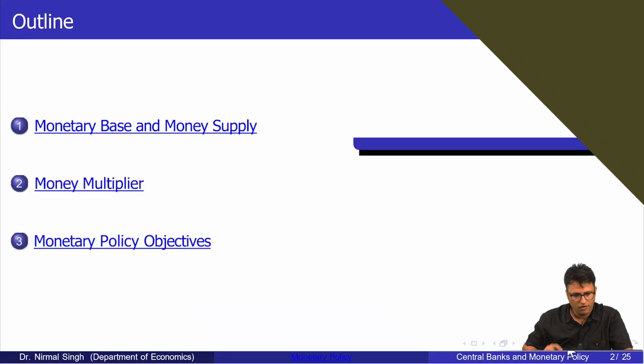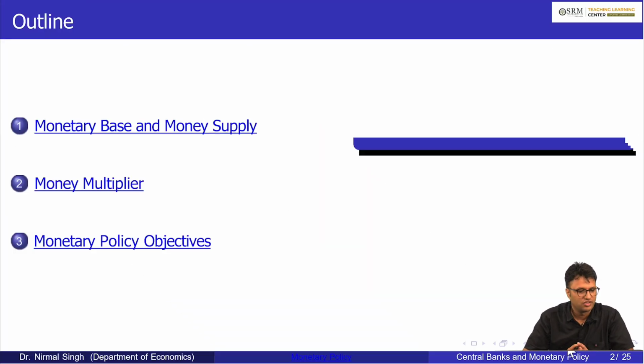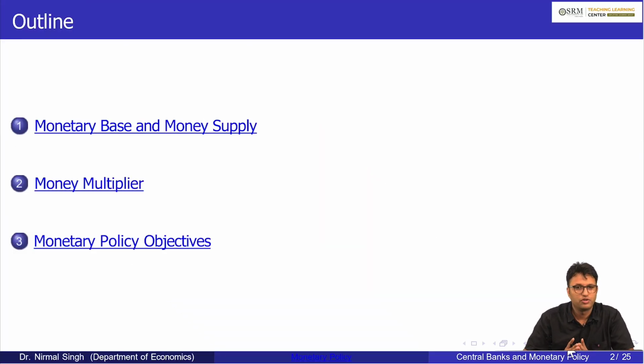So the outline of this discussion is to have an idea about the monetary base and the money supply, the money multiplier, how the money gets multiplied in the economy, and we will be discussing what are the factors that impact the money multiplication in the economy, who controls that and all. And finally, we will have a discussion on monetary policy objectives. So that is broadly the agenda for this discussion.